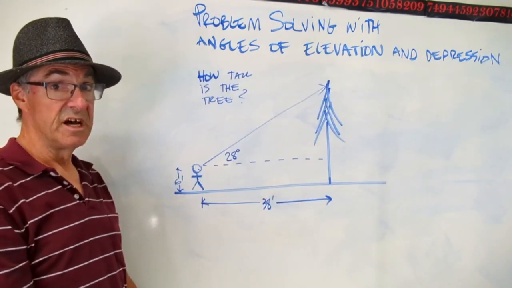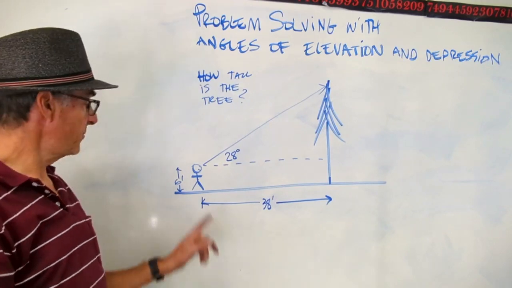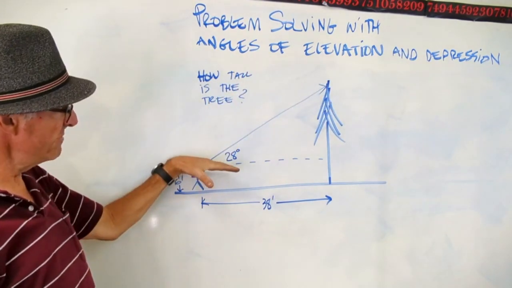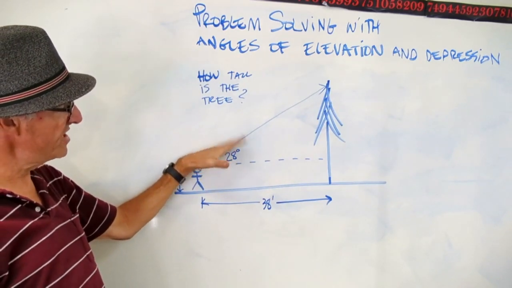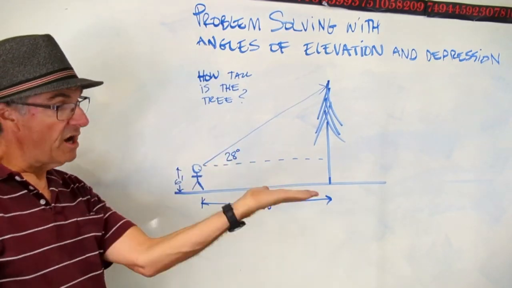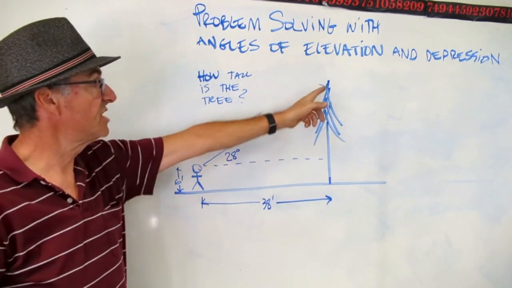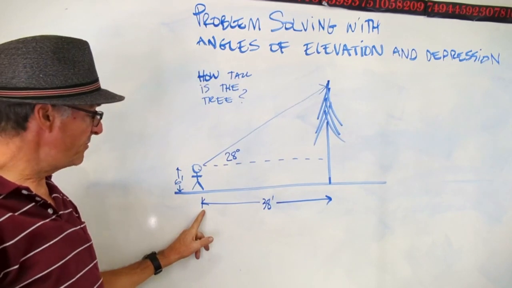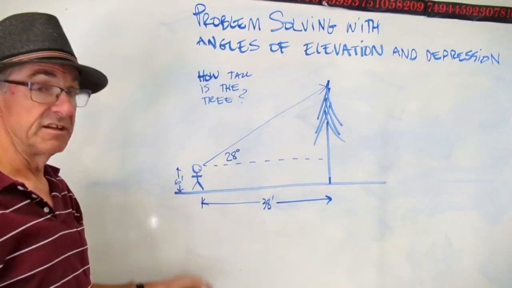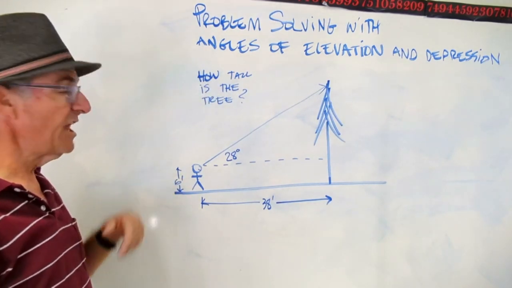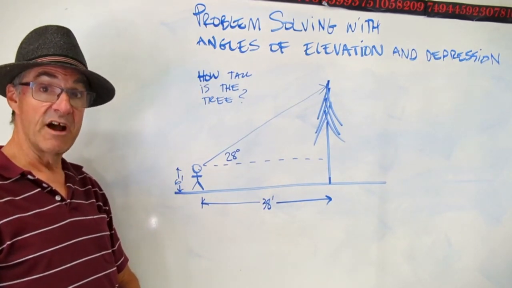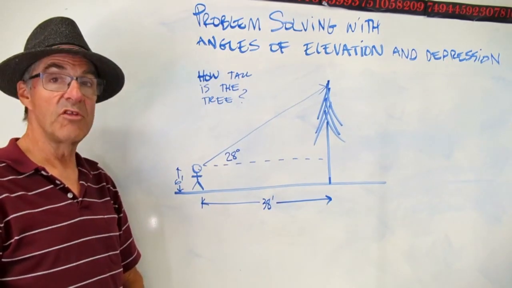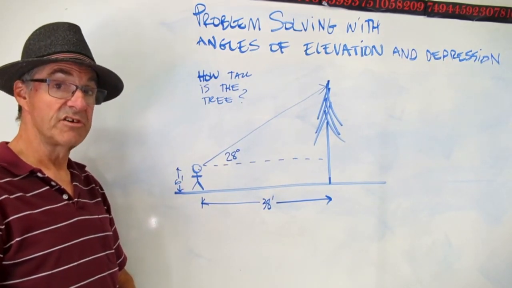Let's use this idea to do a word problem. So here's a person standing looking at the top of a tree, okay? They have a means to measure their angle of elevation. So we know that they're looking up at an angle of 28 degrees to the top of the tree. We've also measured how far away they are from the base, and that's 38 feet. Finally, we know that their eye level is 6 feet above the ground. So now you have enough information to find out how tall the tree is. So go ahead and do that calculation.